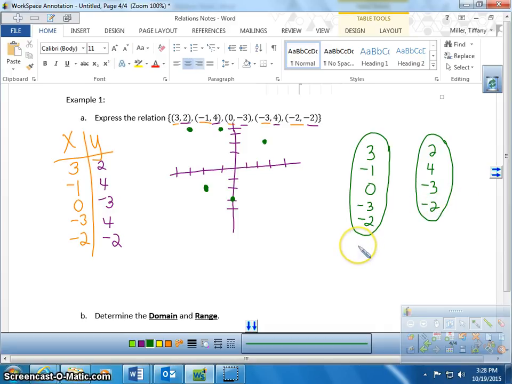Now I'm going to draw an arrow that corresponds each x to the y that is in its ordered pair. So 3 goes to 2, -1 goes to 4, 0 to -3, -3 to 4, and lastly -2 to -2. So this is the mapping for this relation.